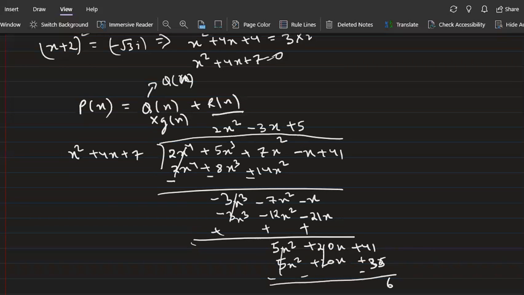So what is the answer? Tell me, what's the answer? 6? Yes, Ananya, Pragna, got it? Everyone got this? Tell me, everyone got this? Right?